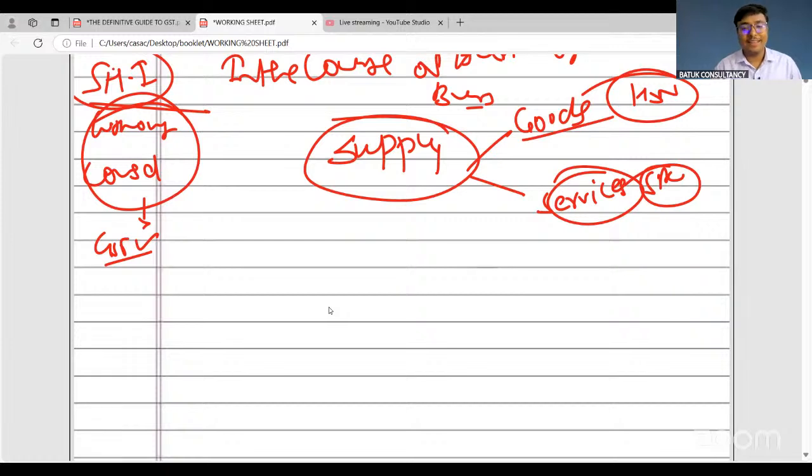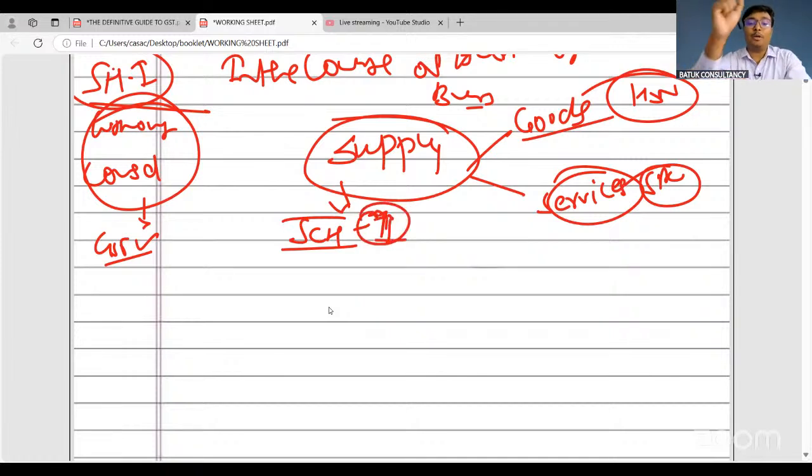That means there is a very important role in bifurcating goods and services. Hence, the government also knows this specific fact, that this bifurcation is very crucial and very important. From that perspective, they have provided one specific schedule that is called schedule number 2.